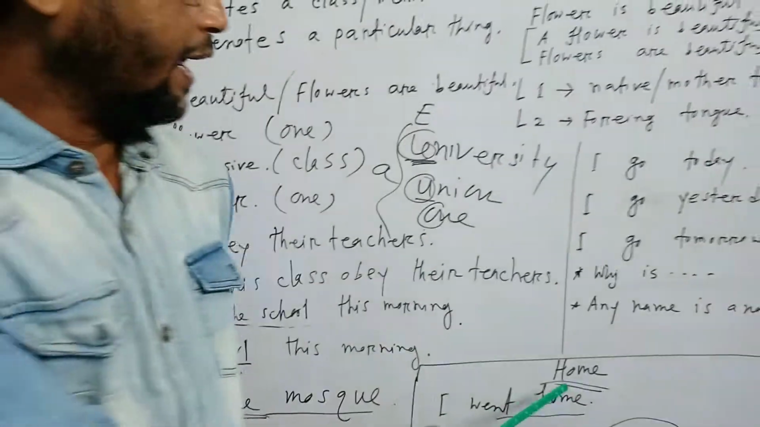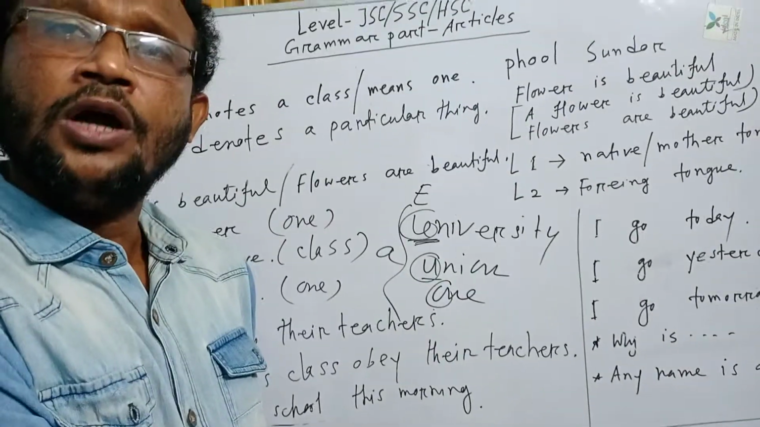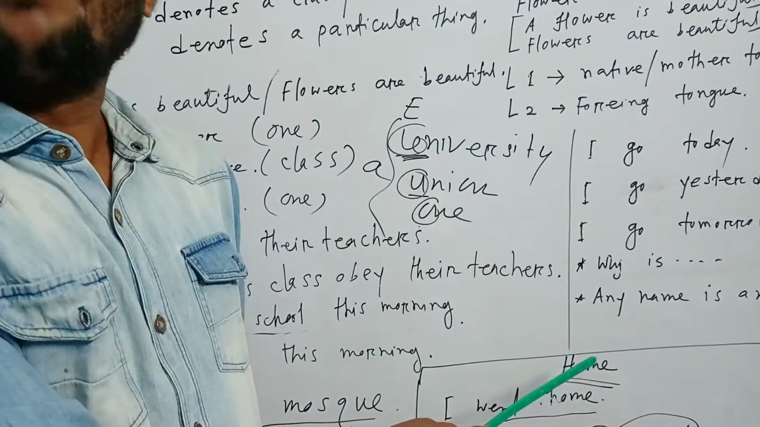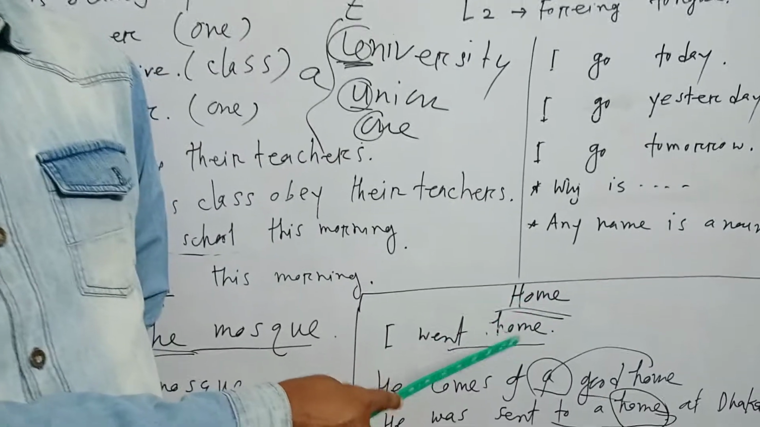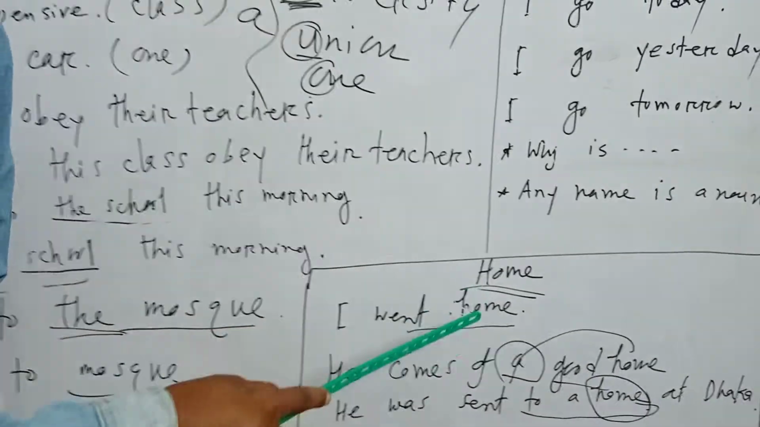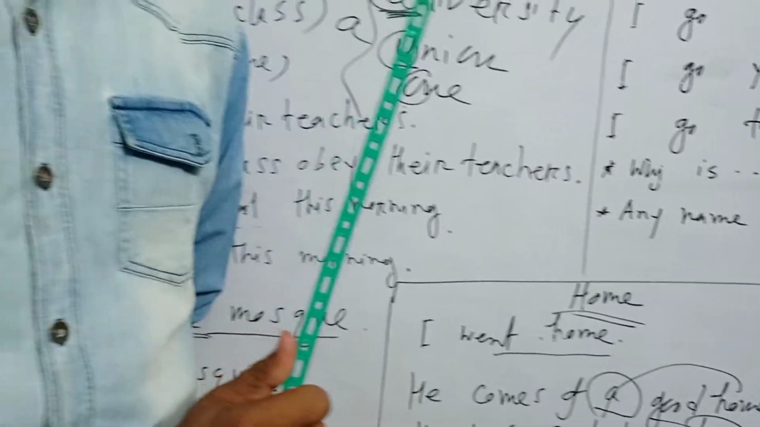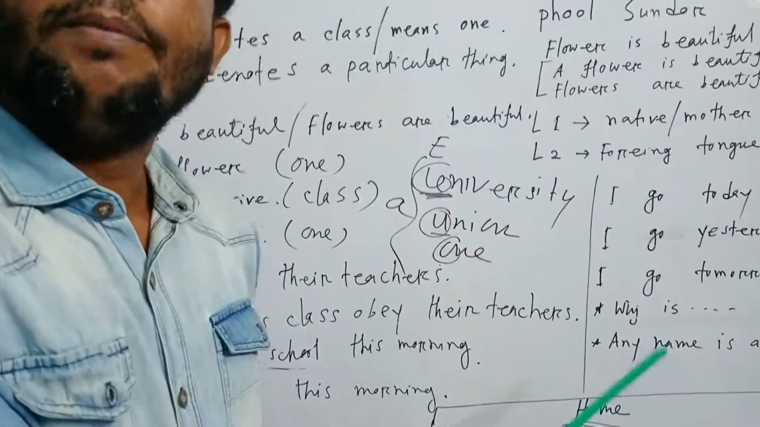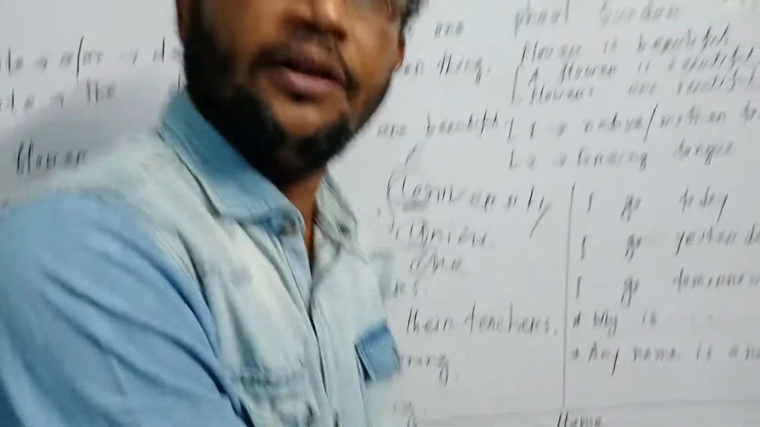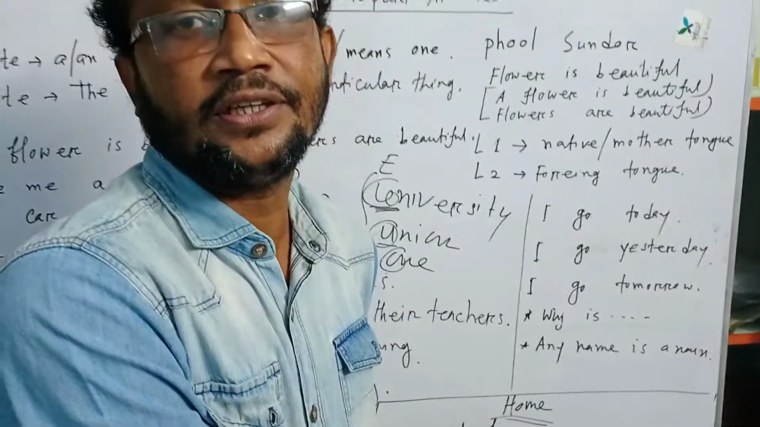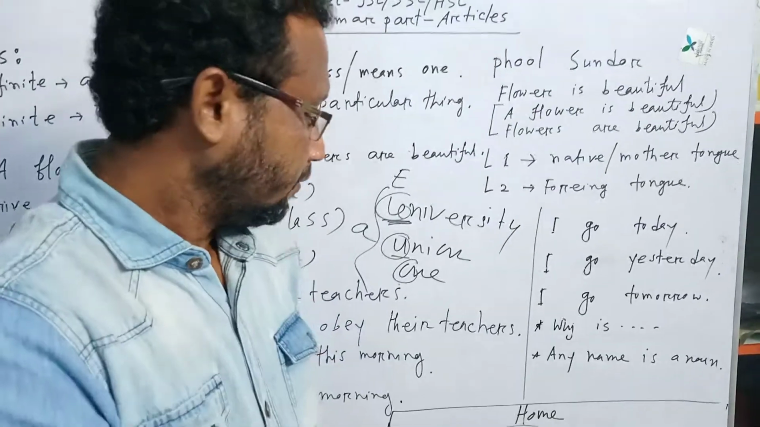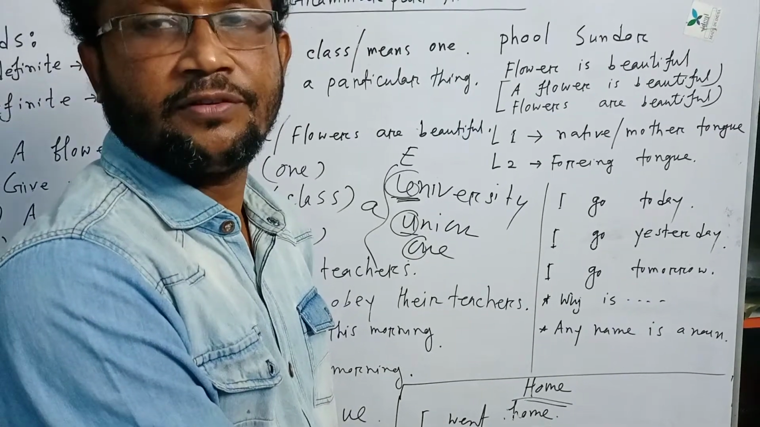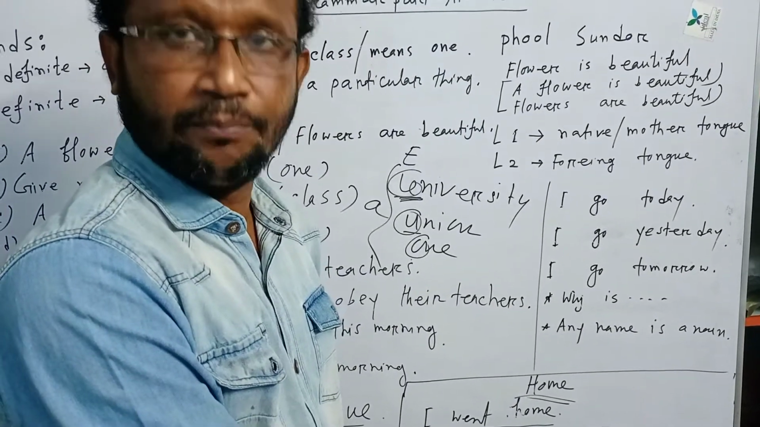You see, when the word home denotes or refers to the permanent living or dwelling place of a person, we don't need to use articles. But when home refers to parentage or dormitory or hostel, we have to use the article a. Suppose I went home, it means home means my living place or my country or my dwelling place.